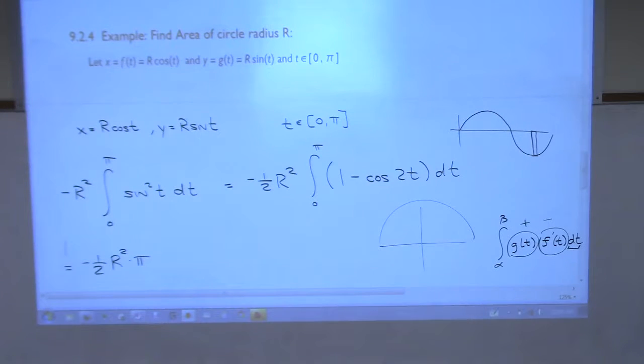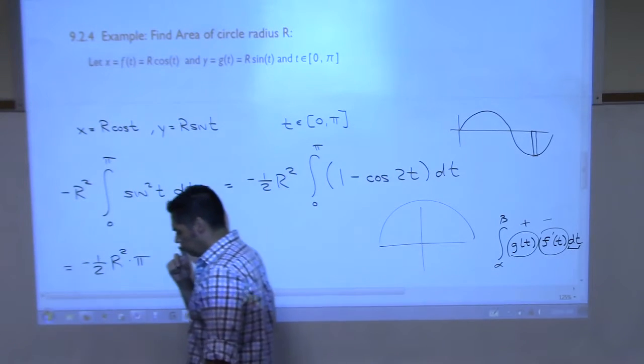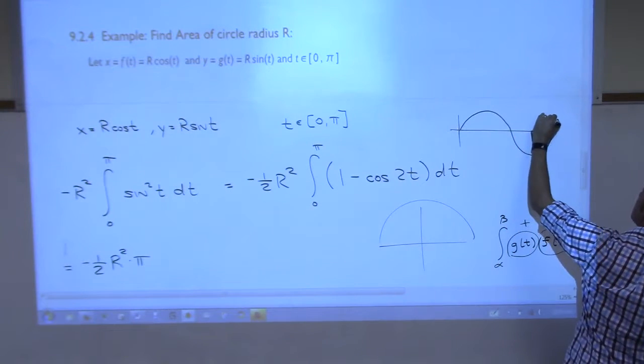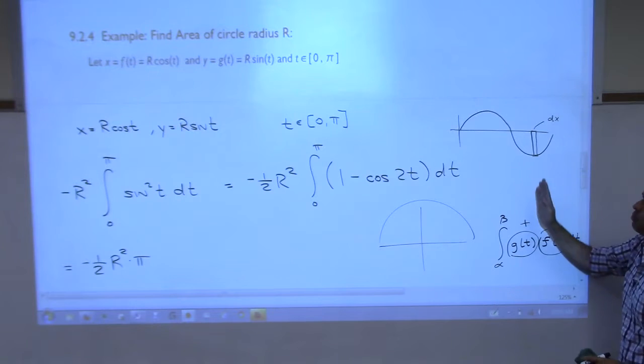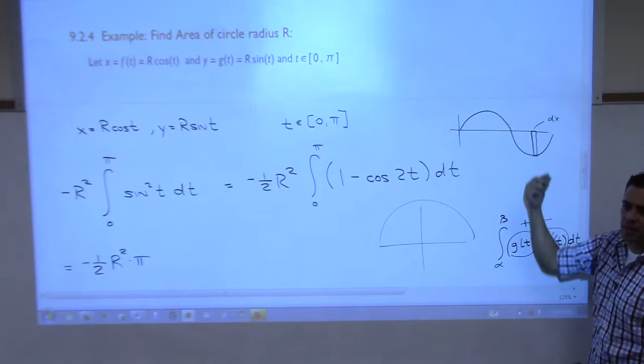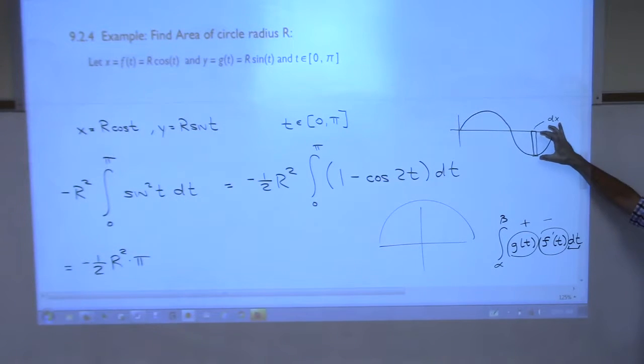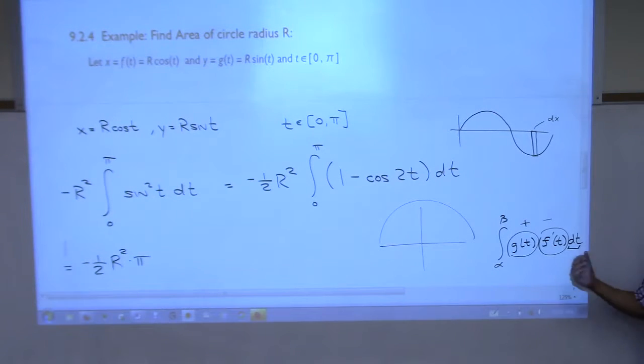Remember our dx was always the width of the rectangle? That was always positive, wasn't it? Because x would be changing, it would be a distance. Here, our dt, it's always positive, right? So what I'm trying to show you is that it's harder to see why we're getting a negative area like it is here, because here it's obvious that it's below the x-axis. Here, it's just a result of the derivatives that you're getting a negative area.